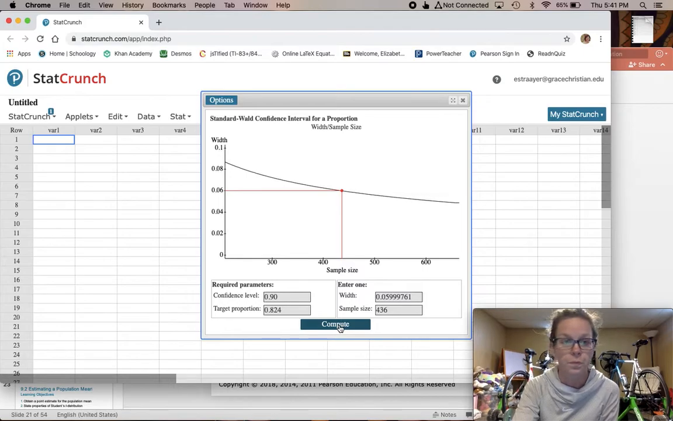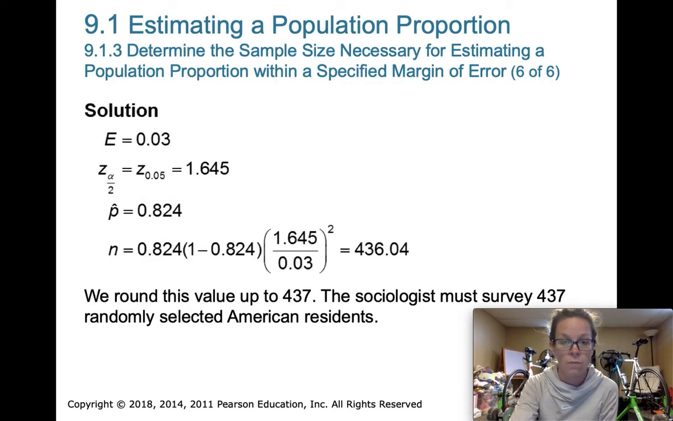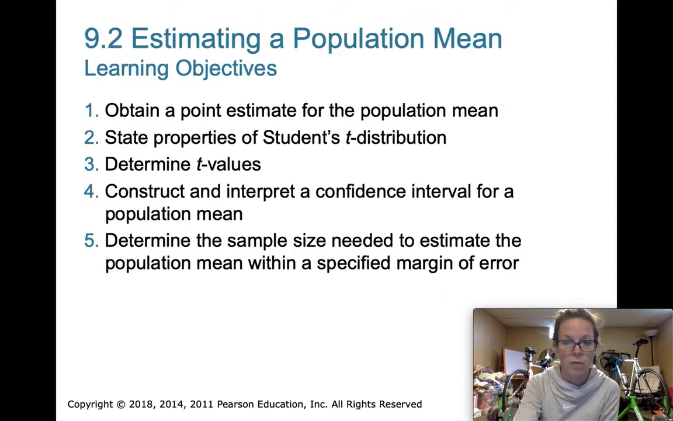Okay? All right. And just popping back over to our show here. In their calculations, they got 436.04, and so they rounded up to 437 just to be really sure that it was going to fall into that right range.